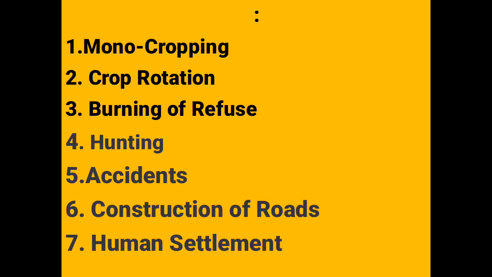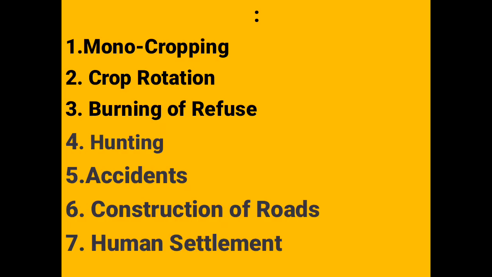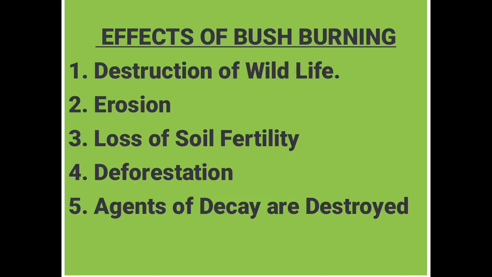So we are going to be looking at a recap of what we have learned so far today. We have looked at bush burning, that is our topic. We looked at the definition of bush burning. We looked at practices that influence bush burning, in short, all the things that cause bush burning. We looked at all of them one by one. Then we also looked at the effects of bush burning, the negative or adverse effects of burning the bushes, what it causes to the land or to the environment.